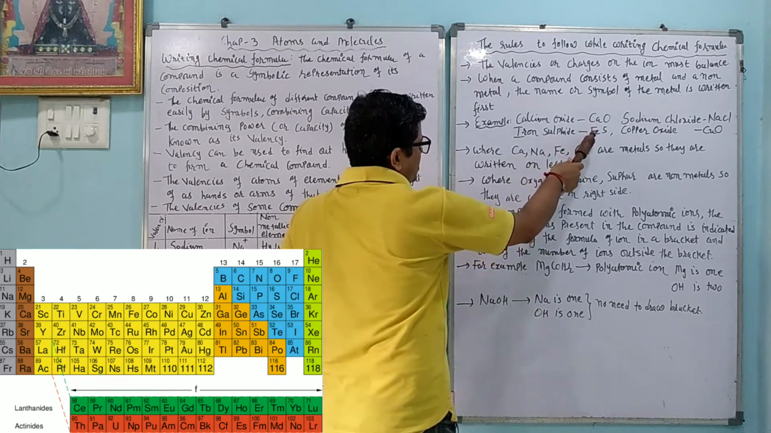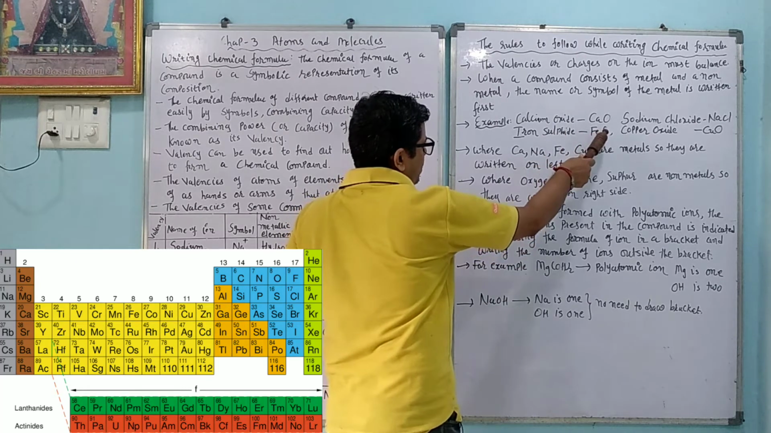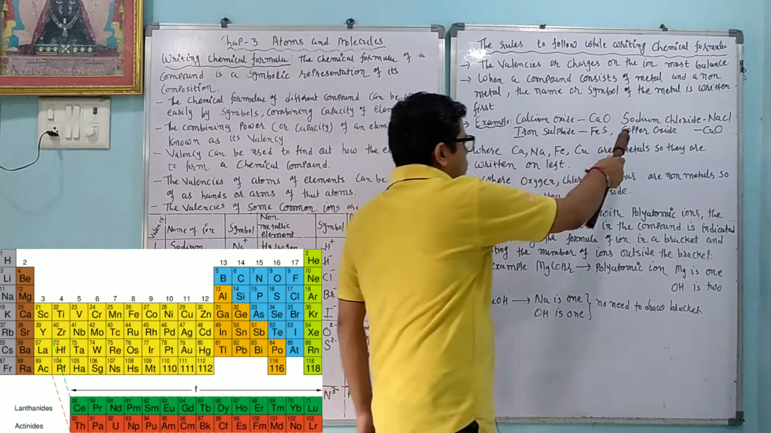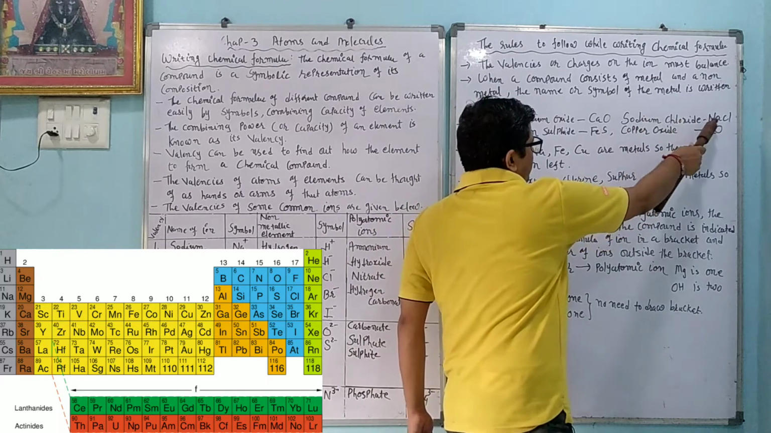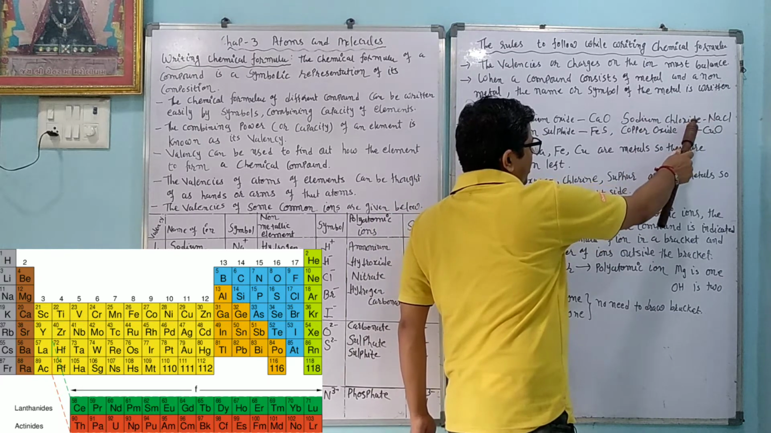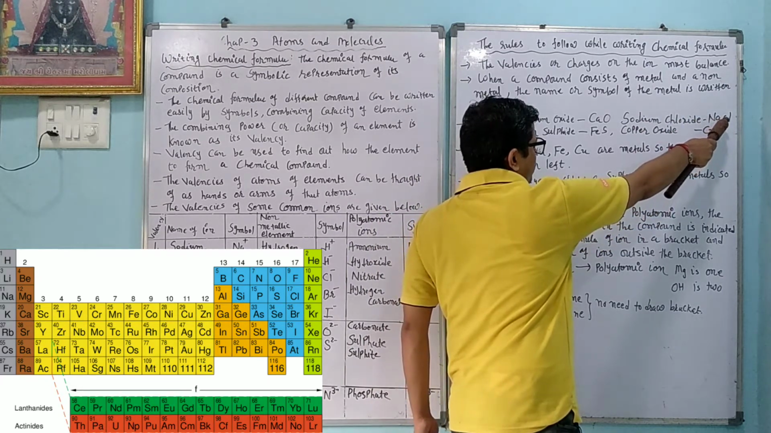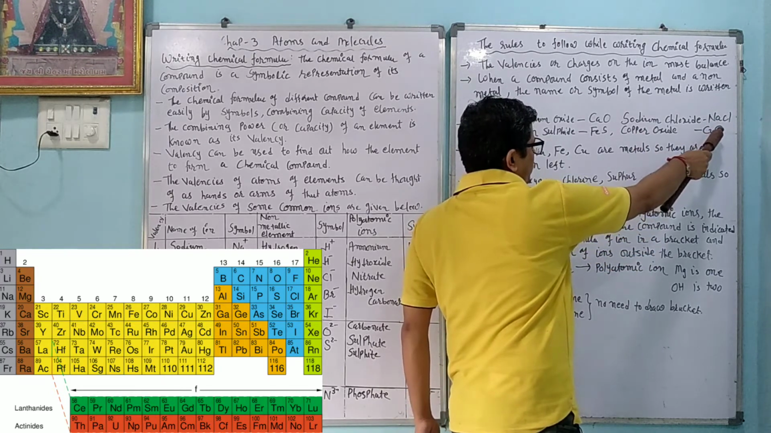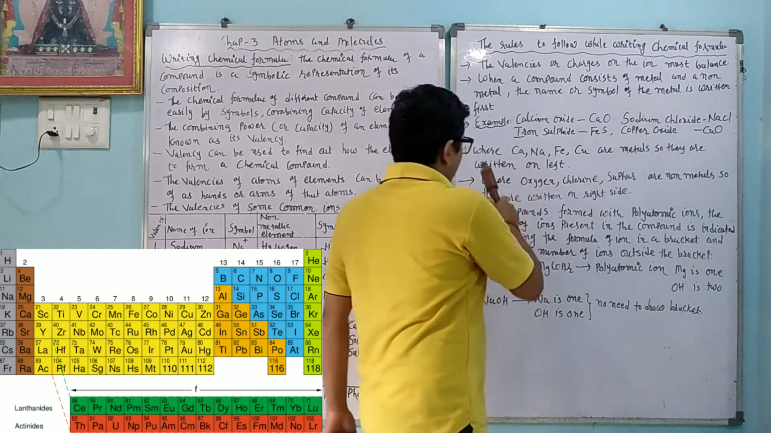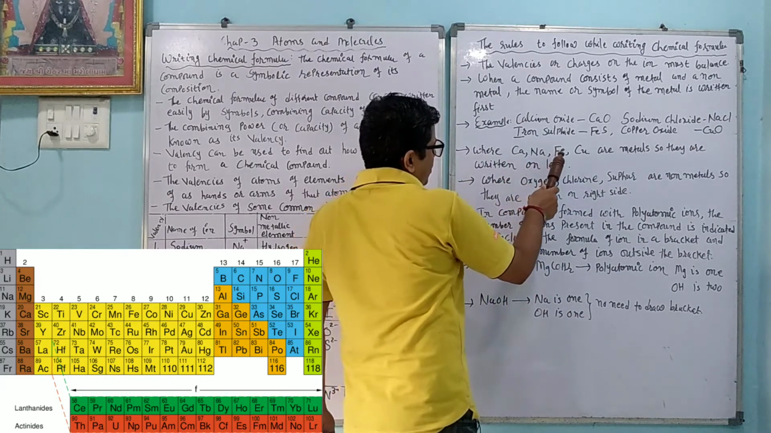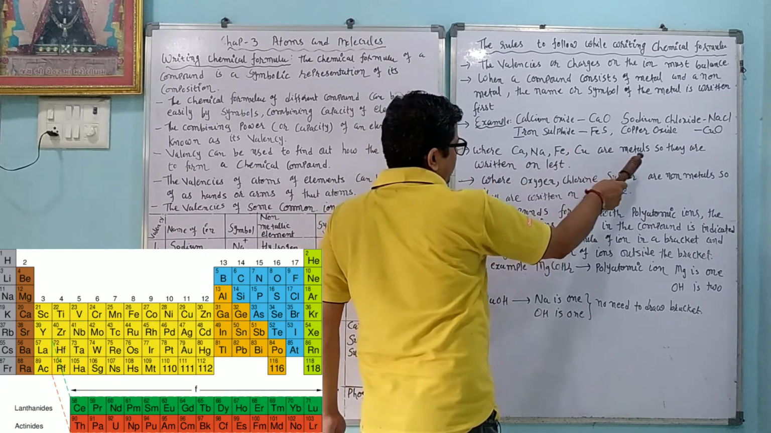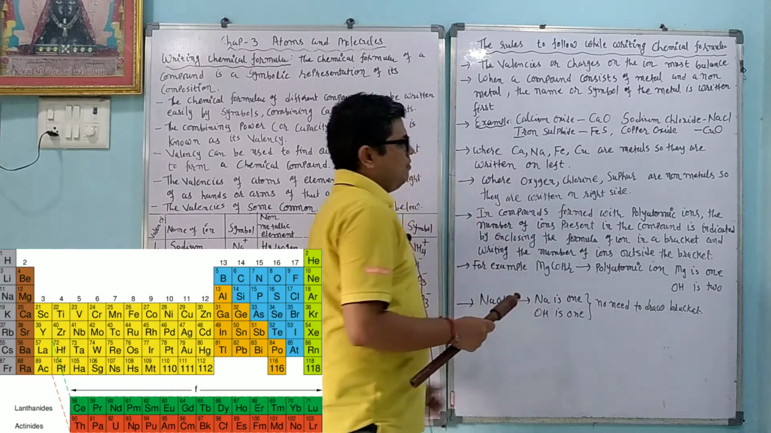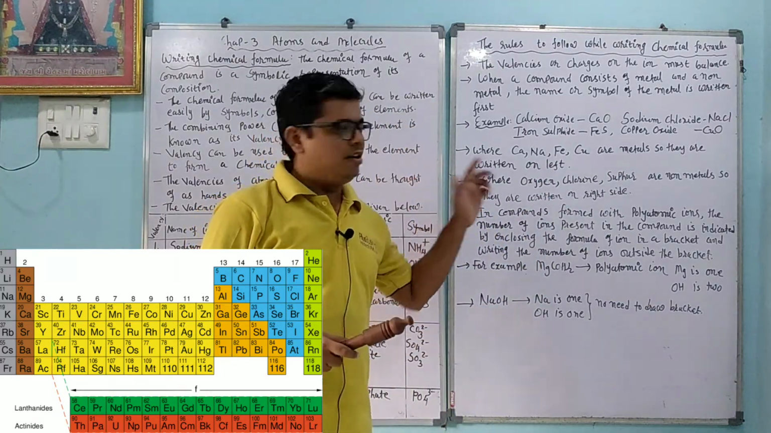Iron sulfide, Fe is metal, so we write it first, sulfide is non-metal, so we write S second. Sodium chloride, Na is metal and chloride, Cl, is non-metal. Copper oxide, Cu is metal and oxygen is non-metal, so we write like that. Calcium, sodium, iron, and copper are the metals, so they are written on the left side.